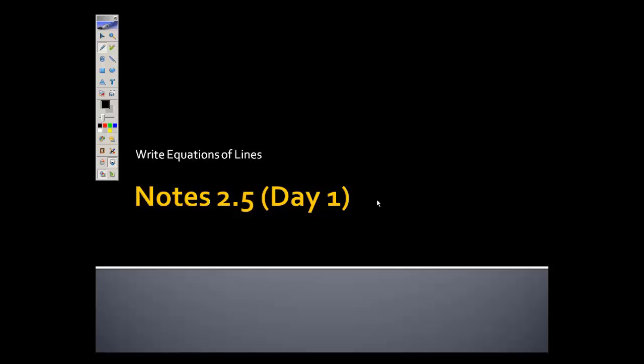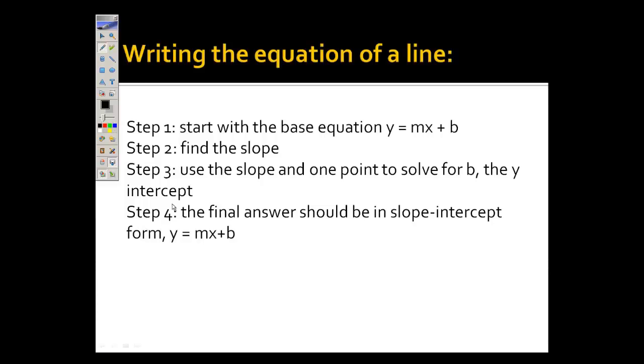Today we're going to talk about writing the equation of lines. Okay, and we're pretty familiar with lines by this point, and we know that they're usually in the form y equals mx plus b. So that's a great way to start. We're going to start with the equation y equals mx plus b.